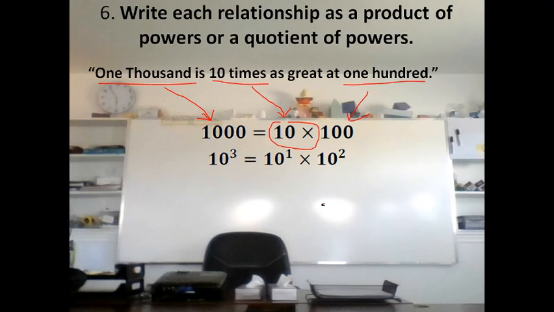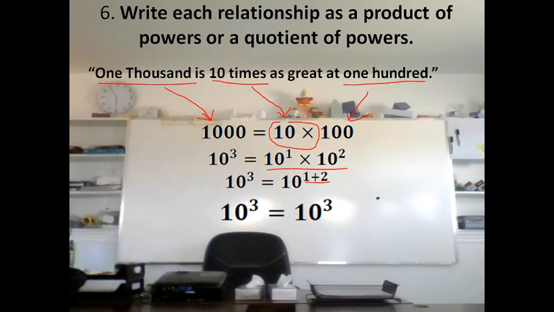So we can turn each of those into powers of 10. So 1,000 is 10 to the power of 3, 10 is 10 to the power of 1, and 100 is 10 to the power of 2. We can combine both of these here using the exponent law for the product of powers, which gives us 10 with an exponent of 1 plus 2. When we add that together, we have 10 to the power of 3 equals 10 to the power of 3, and that proves that 1,000 is 10 times as great as 100.